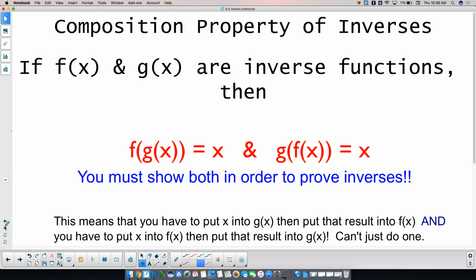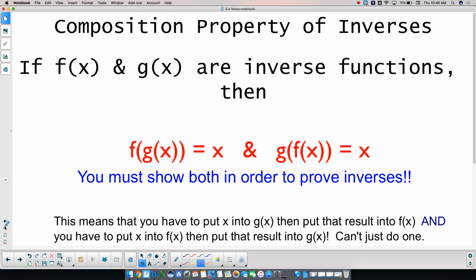Fantastic. The composition property of inverses says that if I have two functions, f of x and g of x, and they are inverses, then f of g of x is equal to x, and g of f of x is equal to x. And I have to show both in order to prove that my two functions are truly inverses of each other.